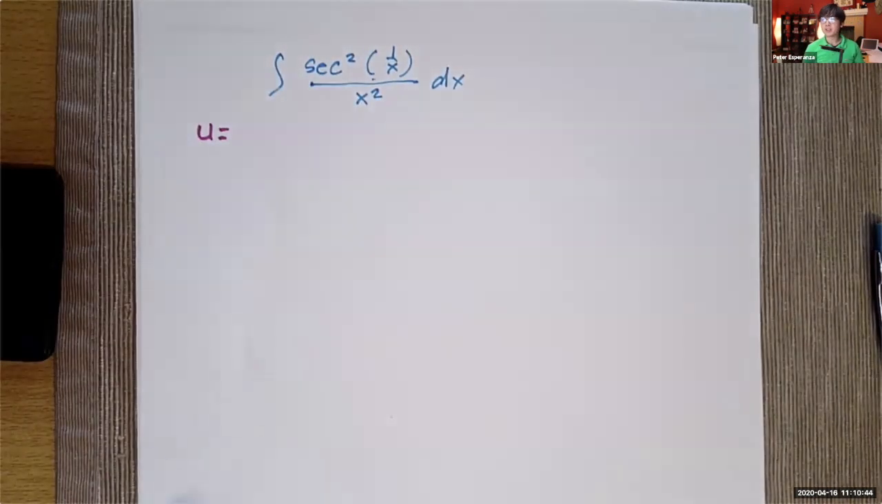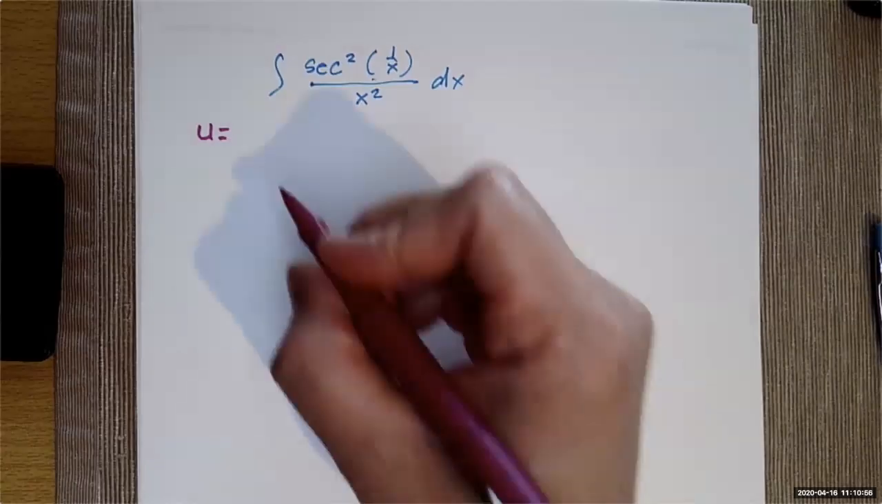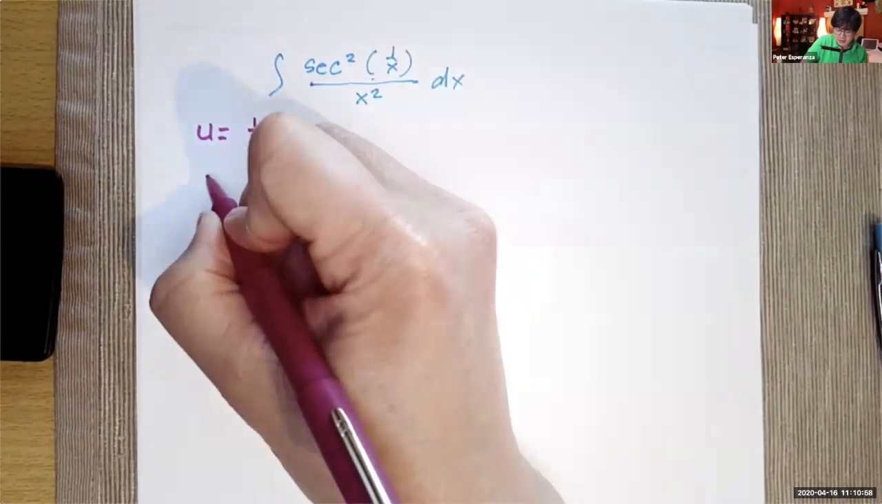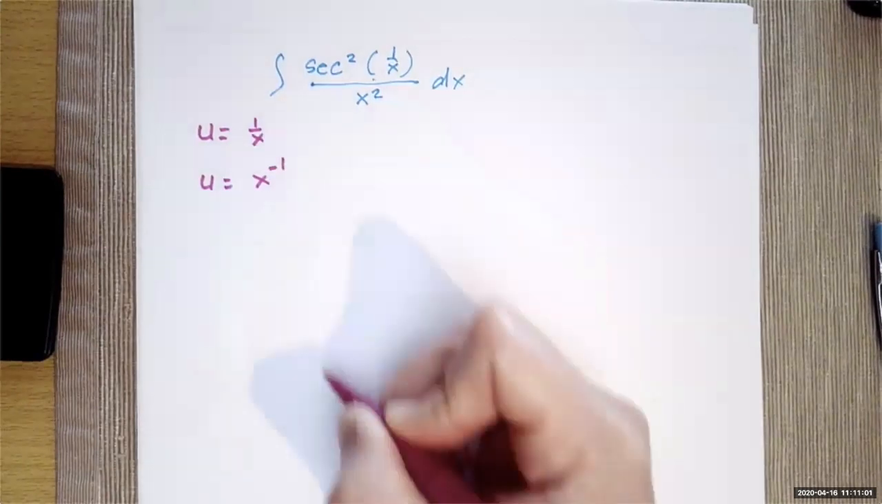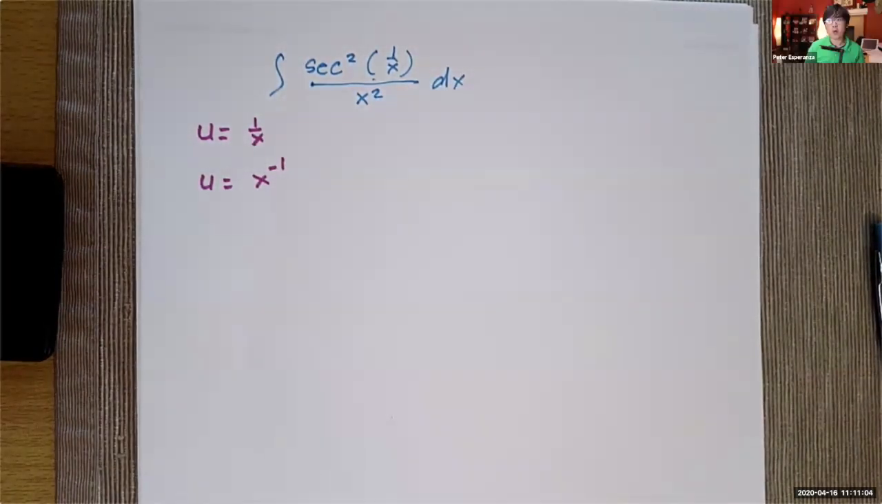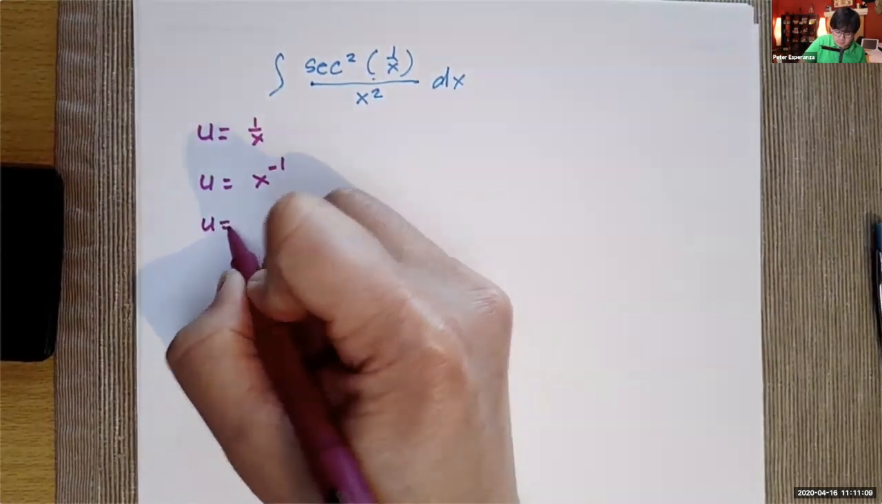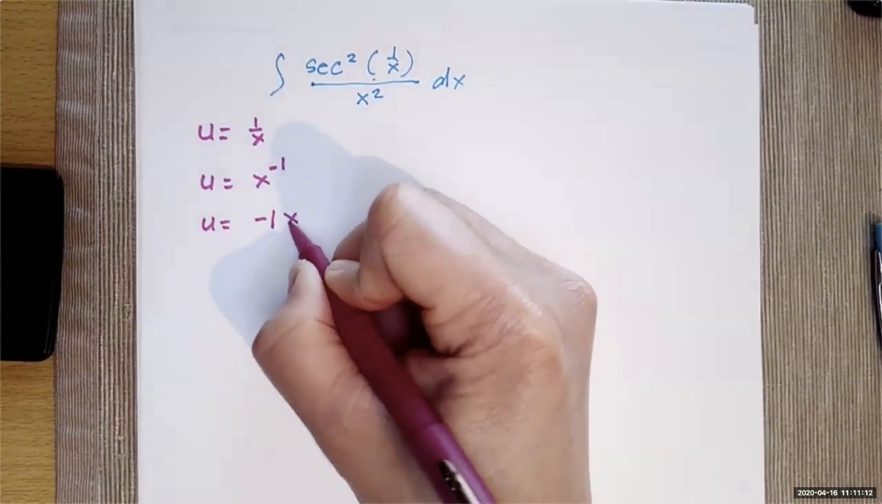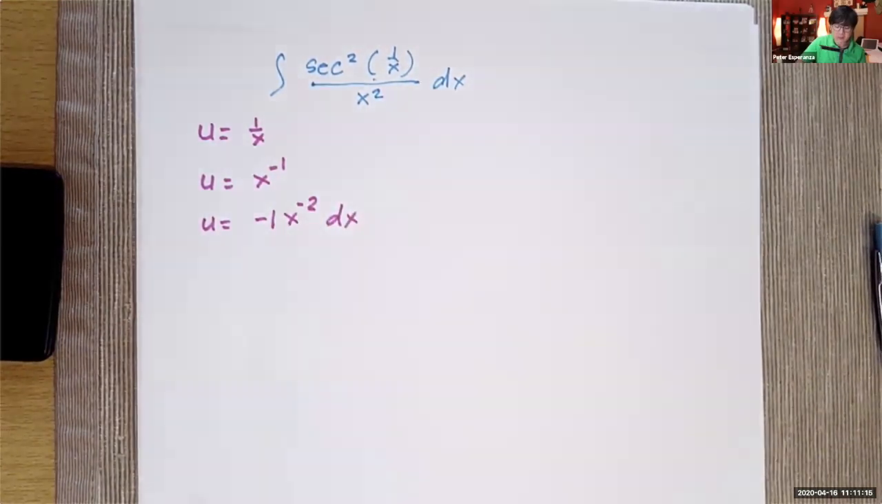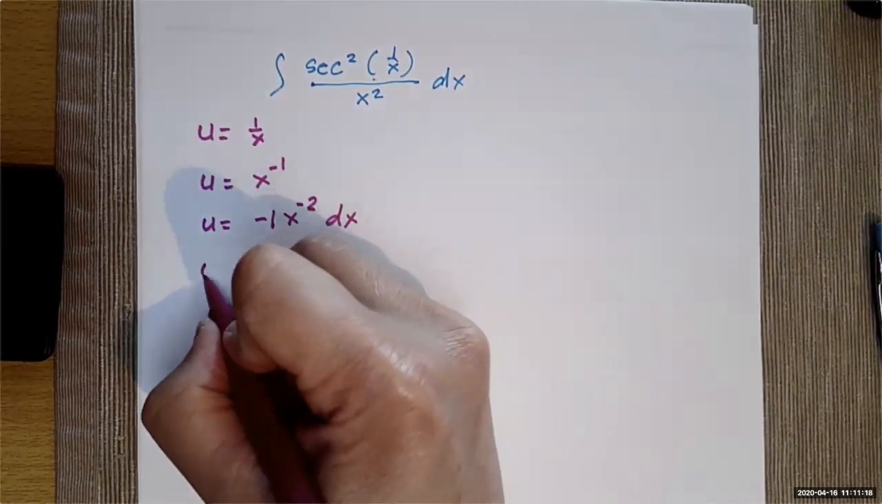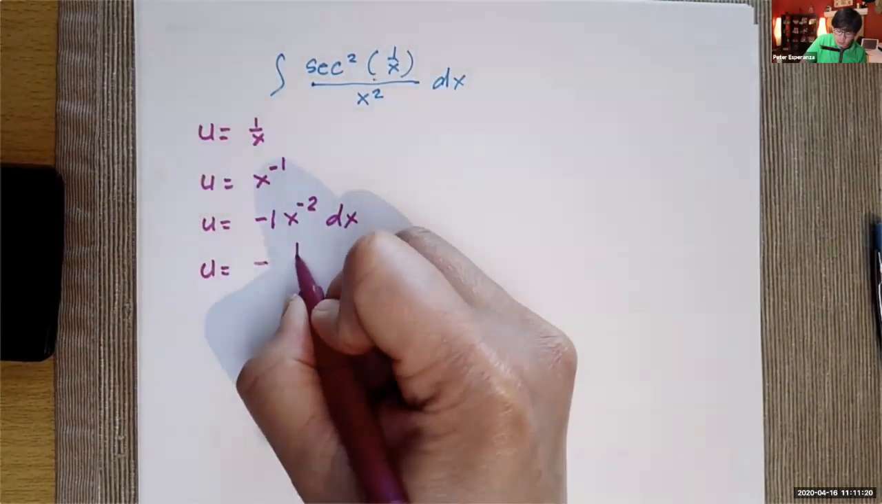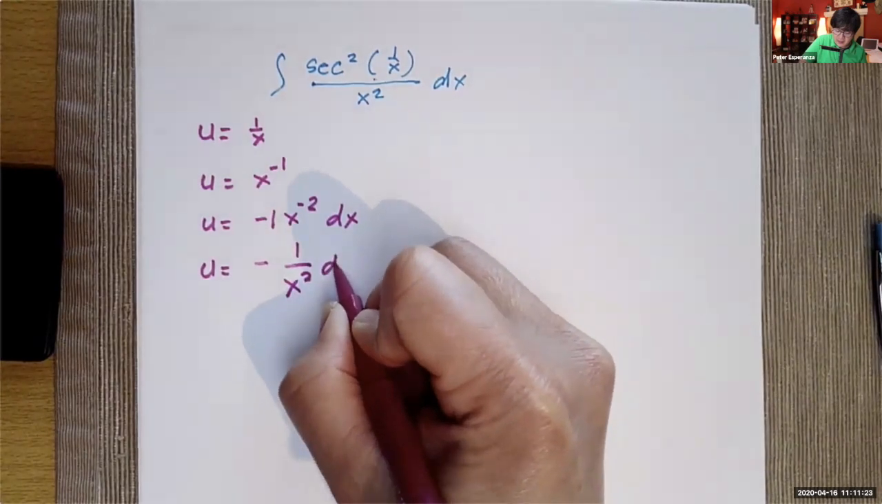What's going to be my u? There are so many functions here. What u am I going to use? It's 1 over x. Yes, 1 over x. And let's modify it to x to the negative 1, because we don't want to use the quotient rule. What is the derivative of x to the negative 1? Negative 1 over x squared, x to the negative 2, right? And let's modify it again into negative 1 over x squared dx, right?